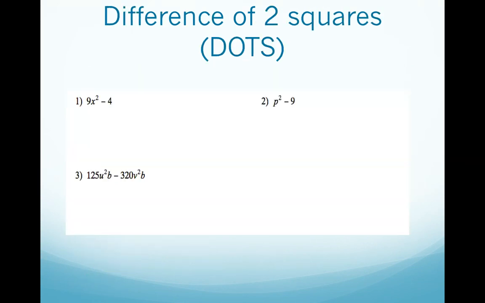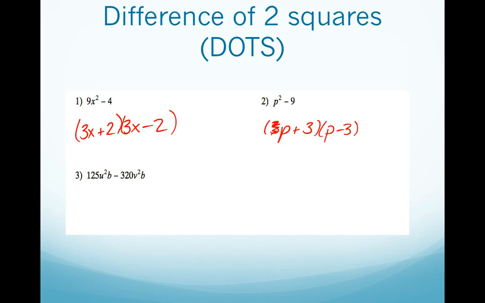You also have special product patterns. So we have the difference of two squares here where it's a perfect square minus a perfect square. That's always going to factor into the square root of each term. So 3x and 3x, 2 and 2. One will be positive, one will be negative. Over here, same thing. We've got a perfect square and a perfect square. P and 3. One positive, one negative. And then over here, these aren't perfect squares, but we do have a common factor.